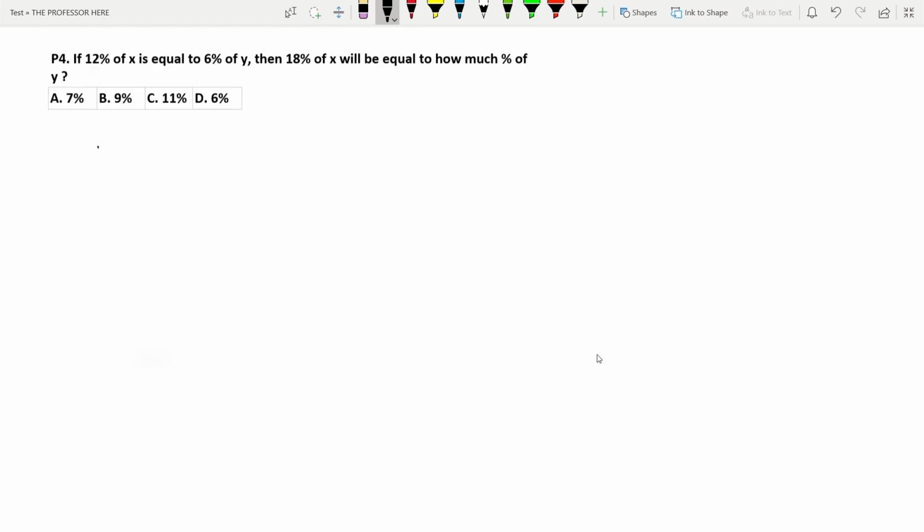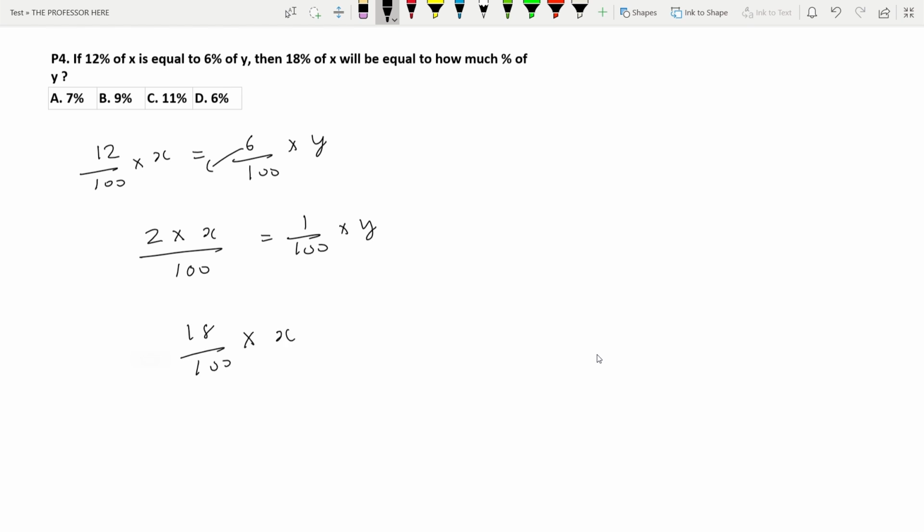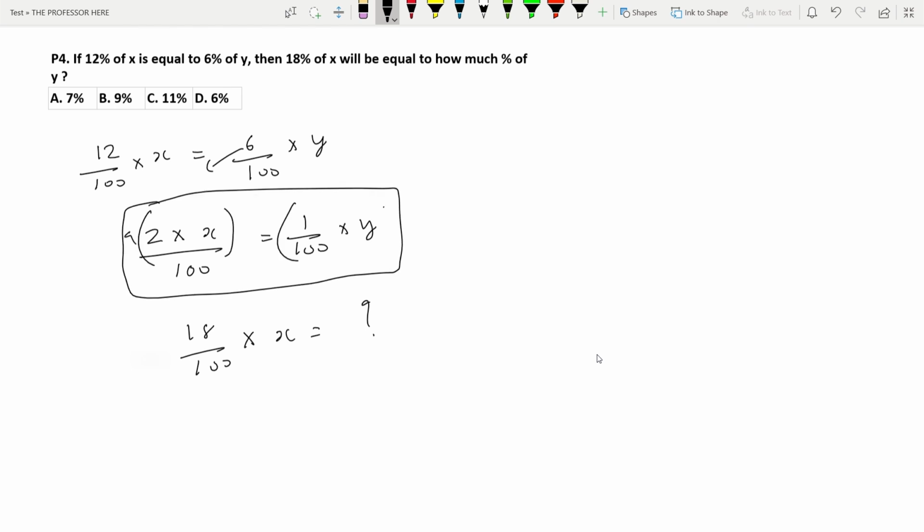Question number P4. If 12% of x is equal to 6% of y, then 18% of x will be equal to how much percentage of y? So if I bring this 6 over here, it will become 2 into x divided by 100 is equal to 1 by 100 into y. The question is 18% of x, which means 18 by 100 into x is equal to how much? All we have is this equation. Just multiply both sides by 9, and you will get 18 by 100 into x is equal to 9 by 100 into y. So 18% of x is equal to 9% of y. So option B is the answer.